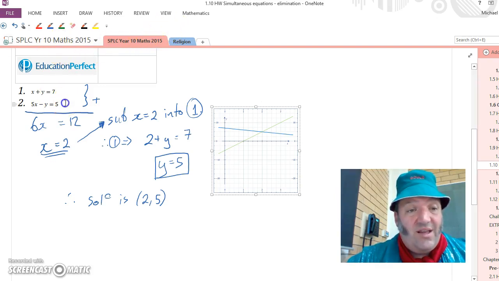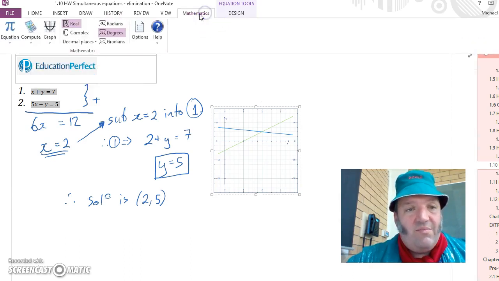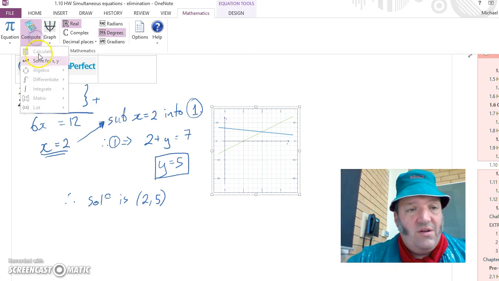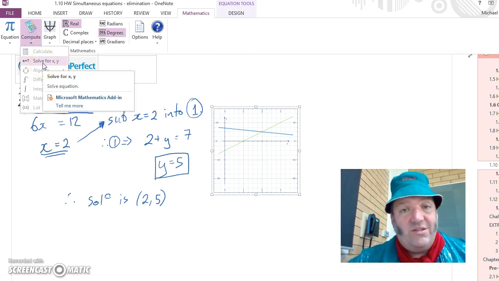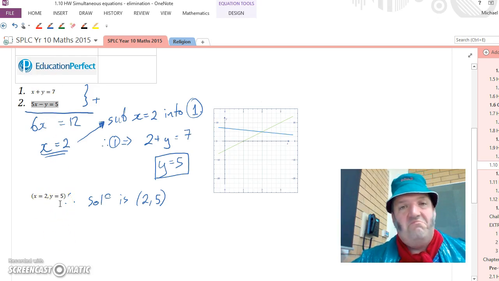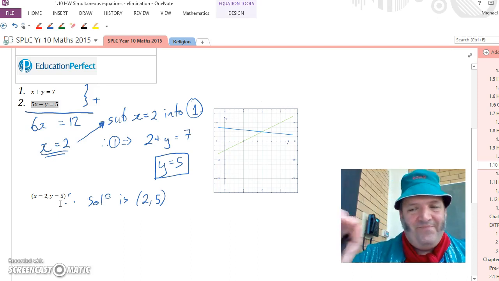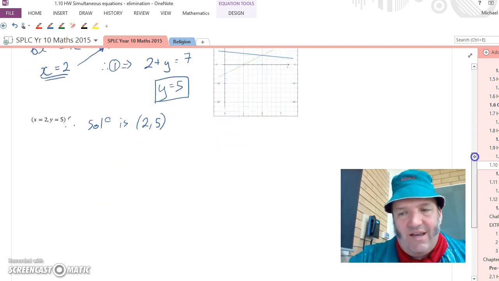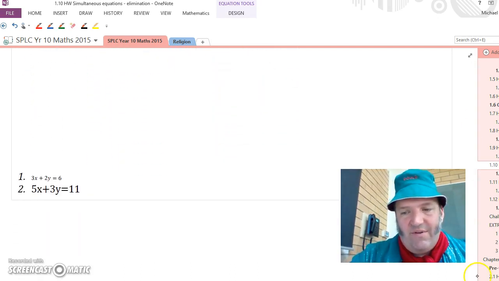In addition, the other thing I can do with those two equations and the Microsoft Mathematics add-in, I click on Mathematics again and I go Compute. It recognizes two equations in terms of x and y. It can solve them for me. x equals 2, y equals 5. We know we got it right. How nice is that? Let's go down and look at our second example before you get stuck into some yourself.